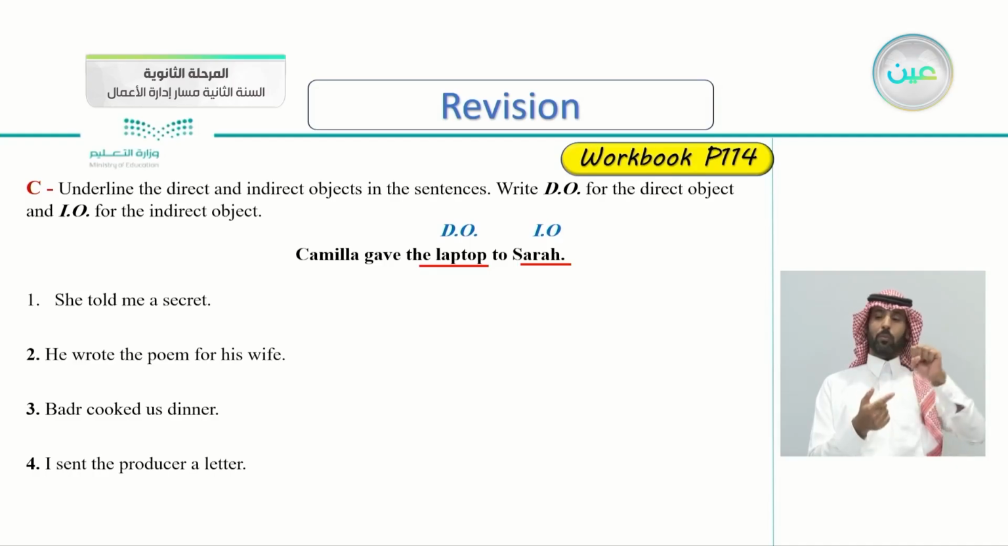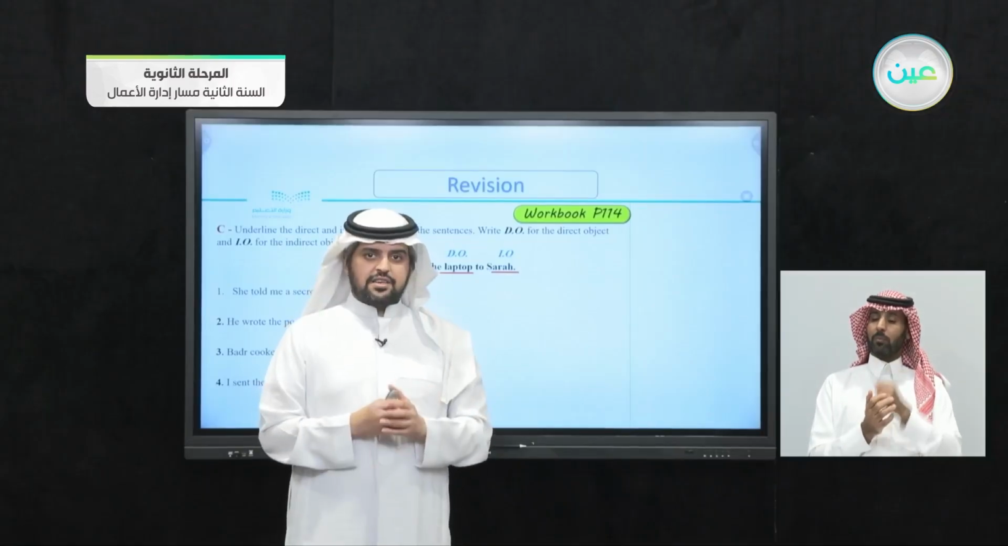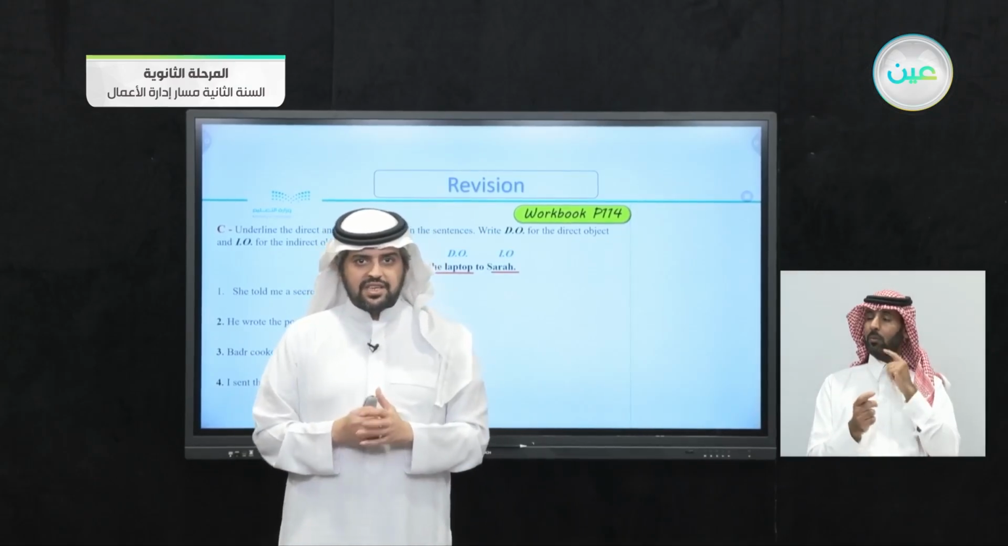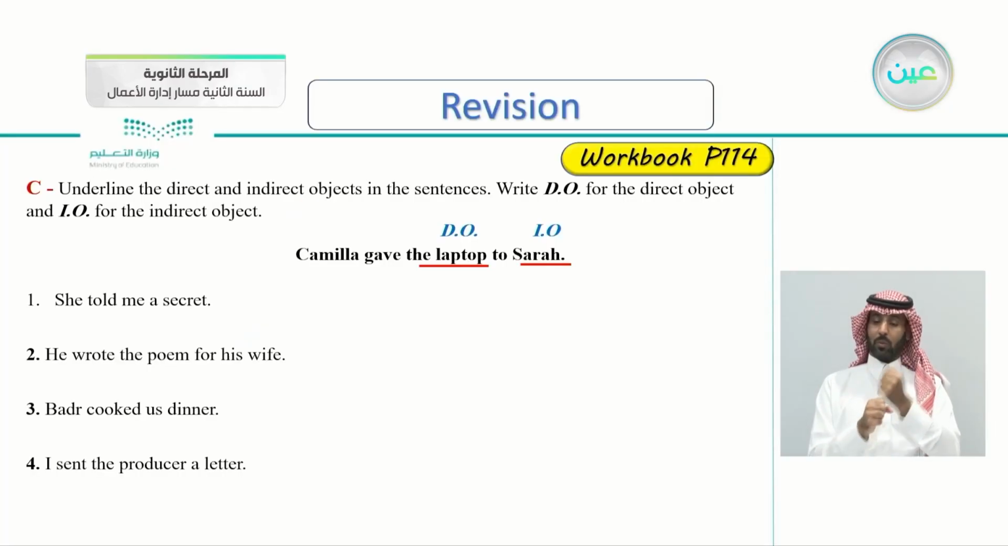She told me a secret. So where's the direct and indirect object here? The first one, she told me a secret. Okay, let's check the answer together. So me is the indirect object and the direct object is a secret. Excellent. Number two, he wrote the poem for his wife.